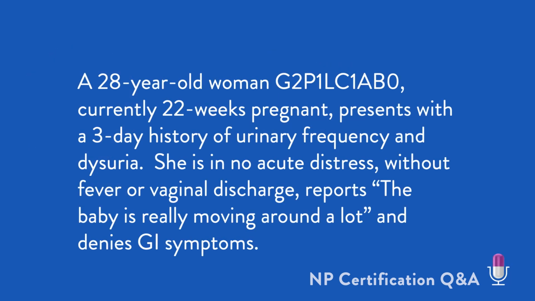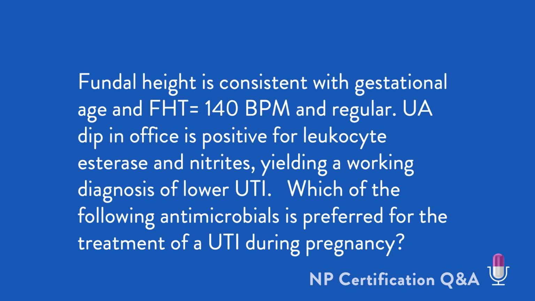A 28-year-old woman, G2P1 LC1 AB0, currently 22 weeks pregnant, presents with a three-day history of urinary frequency and dysuria. She's in no acute distress, without fever or vaginal discharge, and reports the baby is moving around a lot and also denies GI symptoms. Fundal height is consistent with gestational age, and fetal heart tones are at 140 beats per minute and regular. UA dip in the office is positive for leukocyte esterase and nitrites, yielding a working diagnosis of lower UTI. Which of the following antimicrobials is preferred for the treatment of UTI during pregnancy?